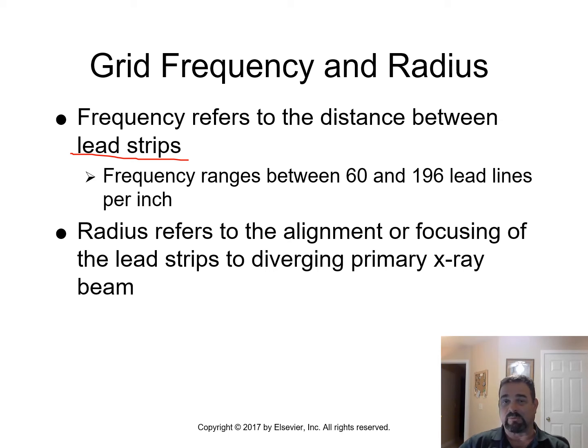Grids for general purposes are called focus grids because the lead strips are aligned in the direction of the diverging primary X-ray beam. The lead strips of a focus grid are very precisely aligned within the X-ray beam at a specific source image receptor distance. Remember, going back to SID again. So it's specifically aligned for that source image receptor distance, which is called the grid radius.